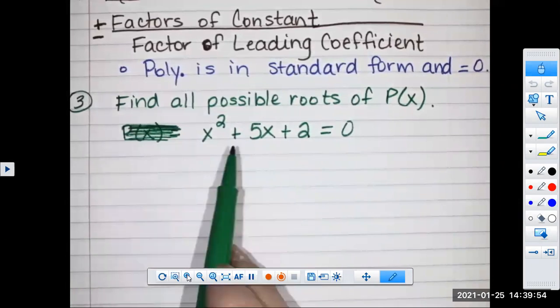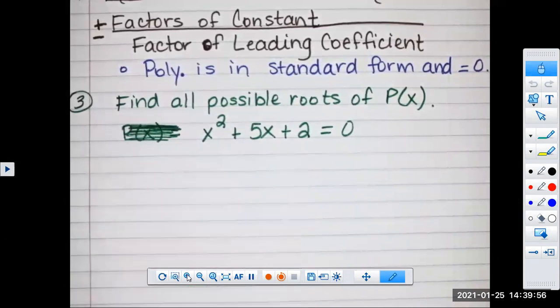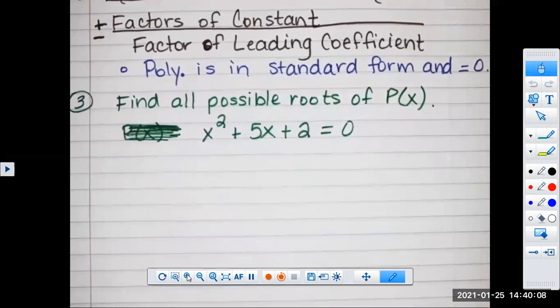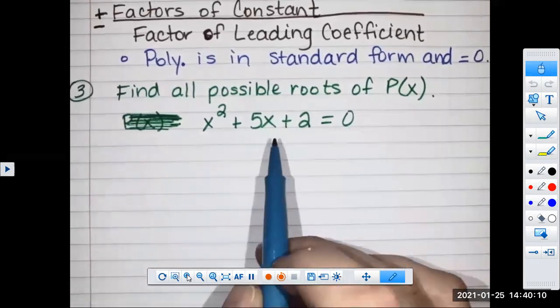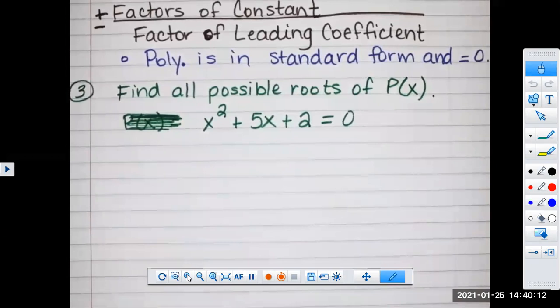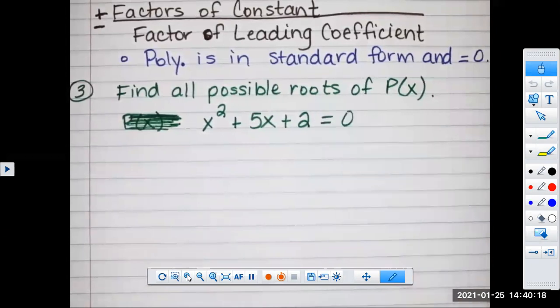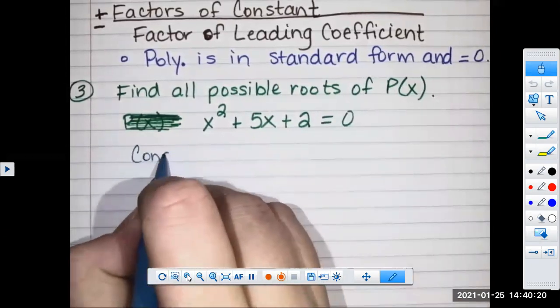Of course, this is quadratic. My highest exponent is 2, meaning it's quadratic. You could factor it or use the quadratic formula to actually get the roots that will work. But let's say that it wasn't quadratic and you couldn't do that. What is your constant term? What's the number at the end by itself? 2. So your constant is 2.